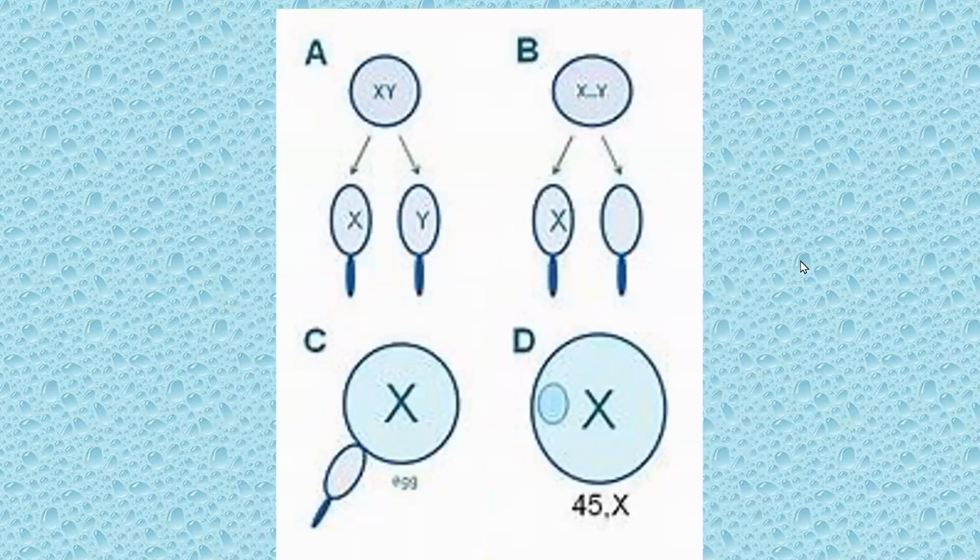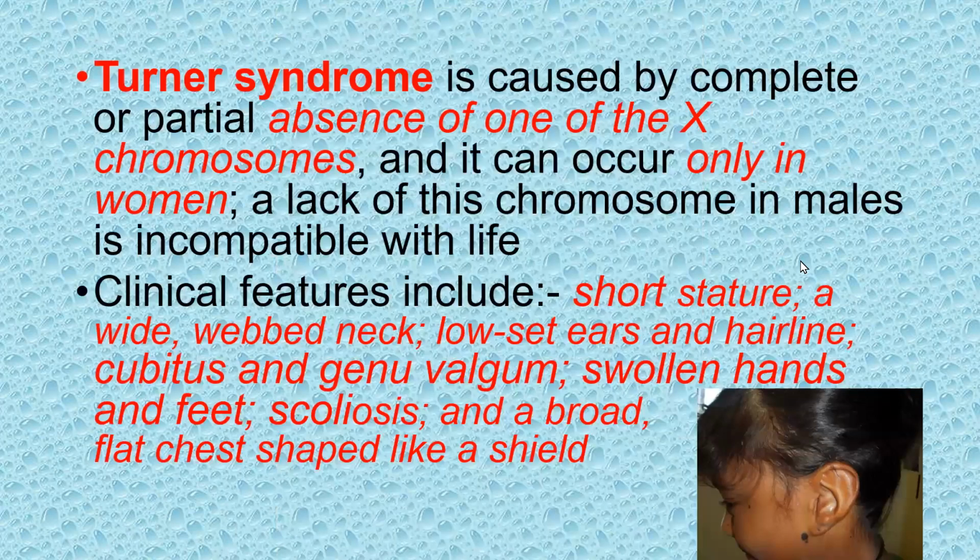Turner syndrome is caused by a complete or partial absence of one of the X chromosomes, and it can occur only in women. A lack of this chromosome in males is incompatible with life. Clinical features include short stature, a wide webbed neck, low set ears and hairline, cubitus and genu valgum, swollen hands and feet, scoliosis, and a broad, flat chest shaped like a shield.